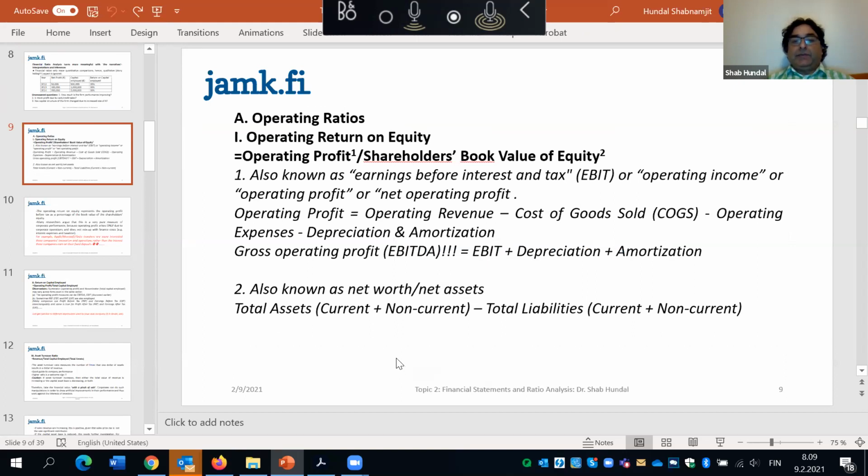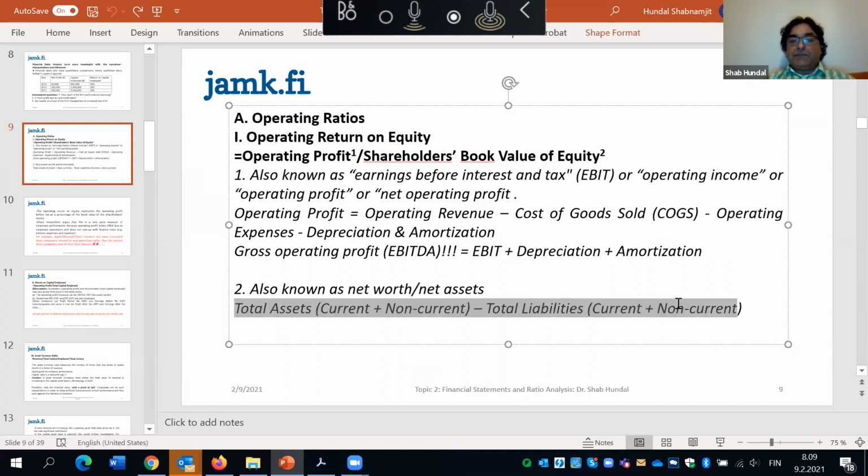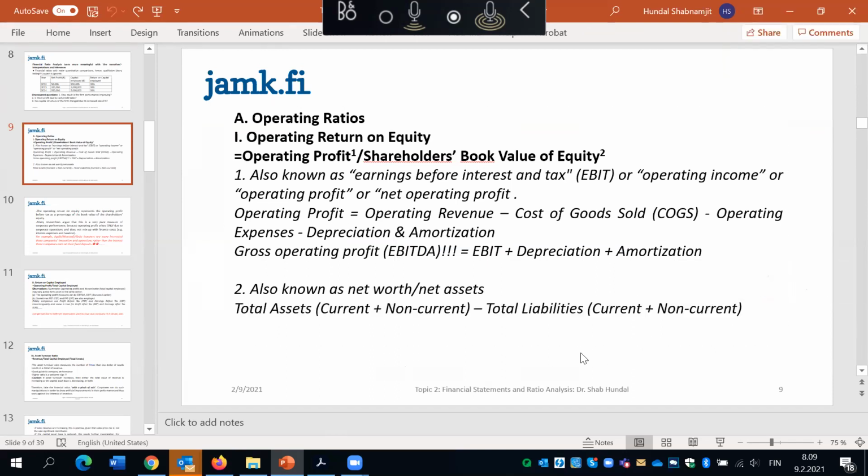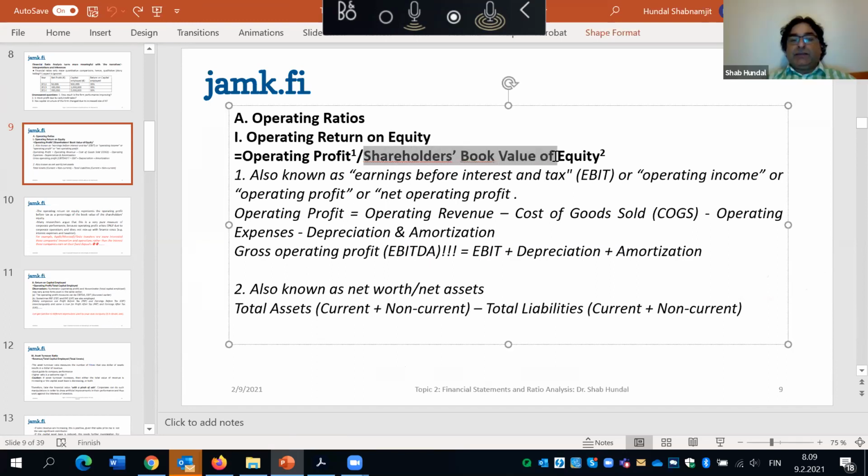And how do you get it? Very simple. You can see straight away the value of the shareholders' equity, or the formula is that total assets minus total liabilities. So mark my words, you can see the shareholders' book value of equity straight away in the balance sheet.